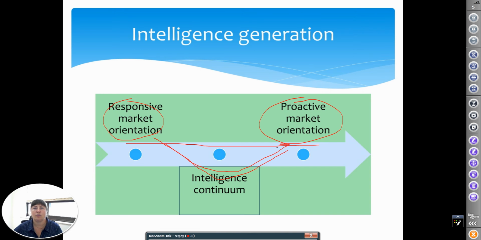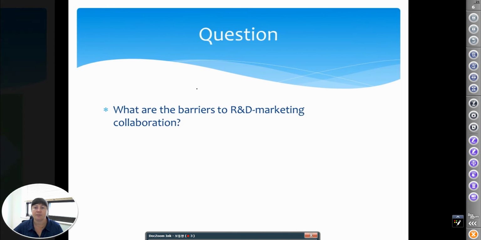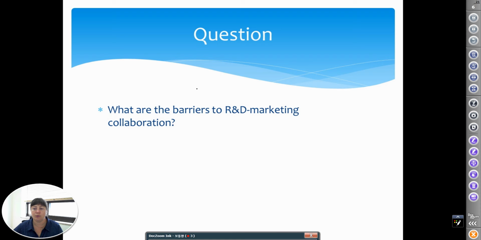Proactive market orientation means that you're able to be ready for the future trends. You're ready to meet the changes in the global environment. So it means that you can be more successful with your high-tech strategy if you will use the proactive market orientation inside your company. And the first question for you, my dear students, please try to find the information.